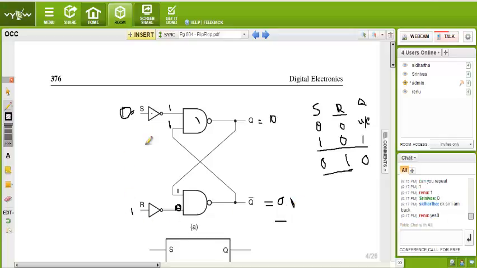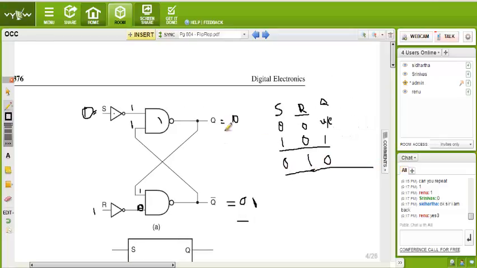So see, just by giving input R is equal to 1 and S is equal to 0, we can easily reset our result. That means when we have to store the content 0 in output, we have to give this combination, S is equal to 0, R is equal to 1, then our output will be 0. We reset our flip-flop. And when we have to store 1 in output, we have to give set. Set means S is equal to 1, R is equal to 0. Is it clear?